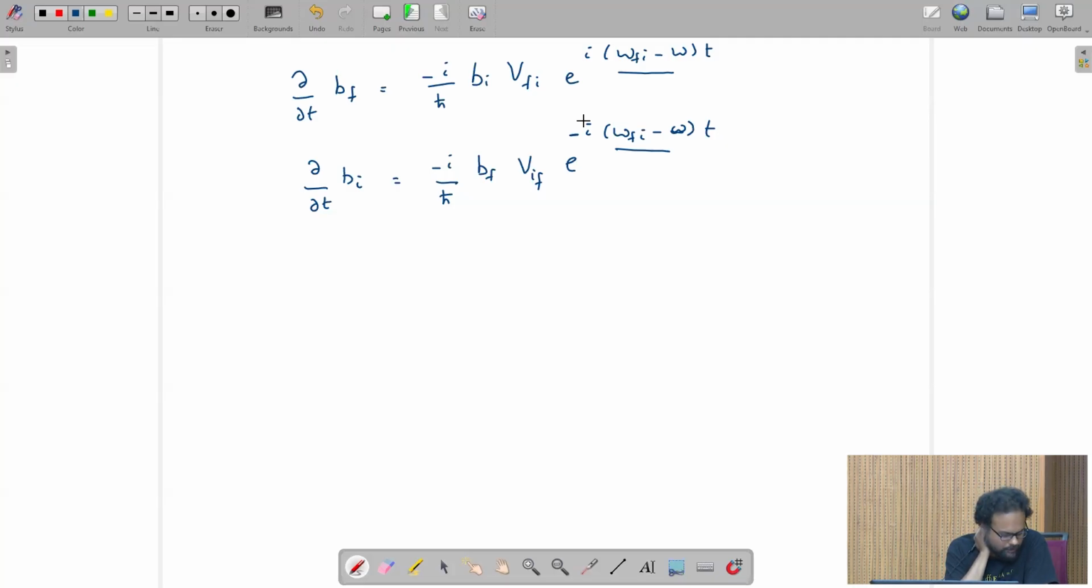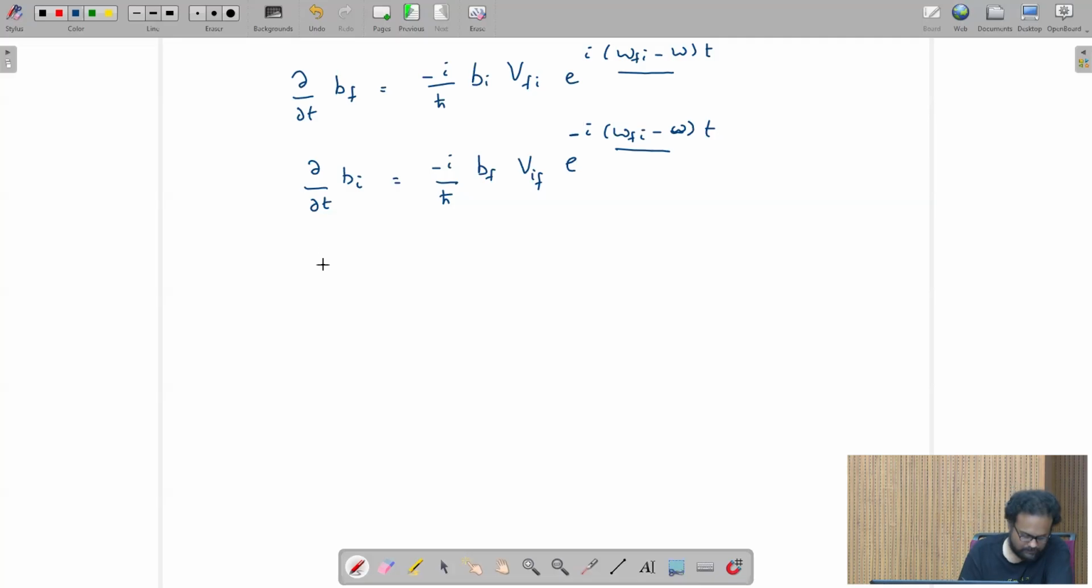Okay, so we can now combine these things. For example, you can take the top equation, differentiate it again with respect to time, and combine it with the second equation. It's a bit of math; I'm not going to do that. I'm going to write down a final-looking equation which combines both of these equations.